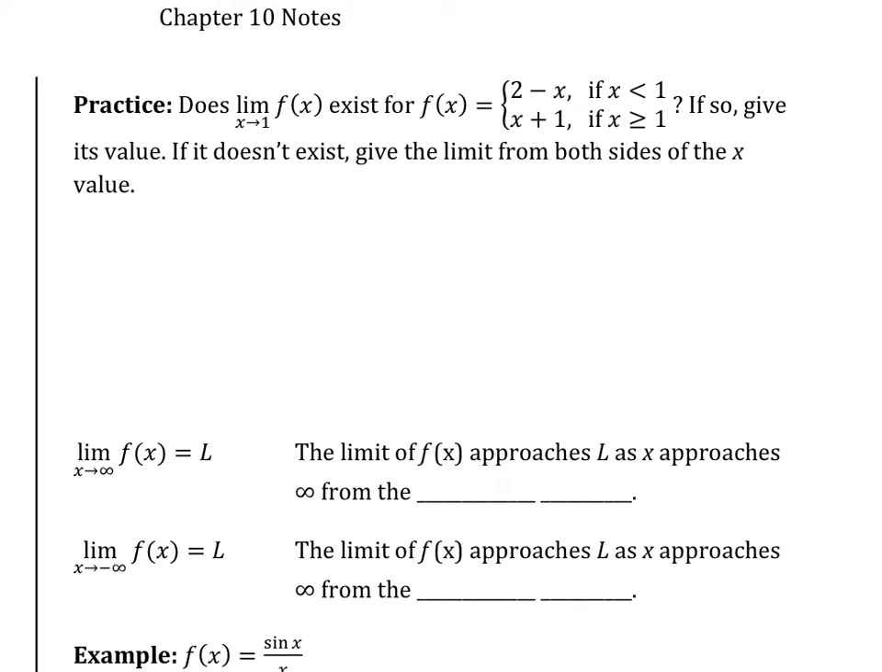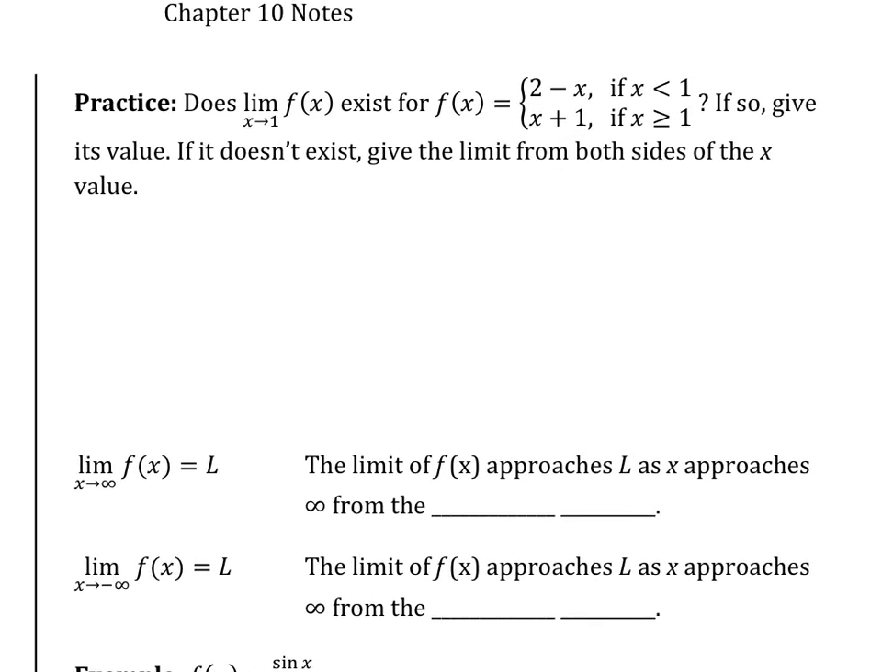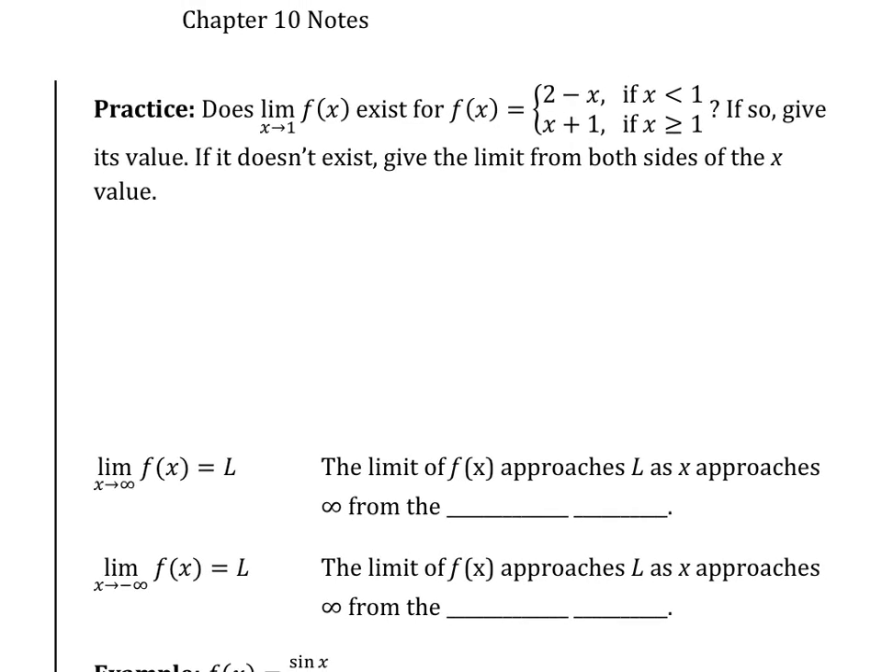All right, let's have you practice. Does the limit as x goes to 1 of f of x exist for this function? If it does, give its value. If it doesn't, give the limit from both sides of the x value. To prove that something is continuous or discontinuous, you just want to check two conditions. Limit from the left-hand side, right-hand side. They are asking for this.